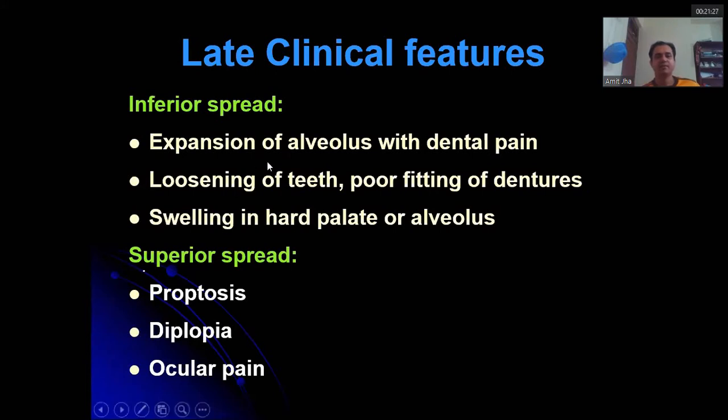Inferior spread: expansion of the alveolus with dental pain, loosening of tooth, poor fitting dentures, swelling in the hard palate or alveolus. So whenever you do the examination of the nose, you should always do the ear examination, the throat examination, and the examination of the oral cavity, right? Because all of these are related.